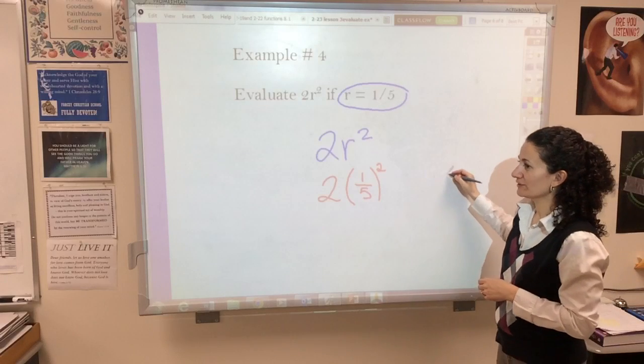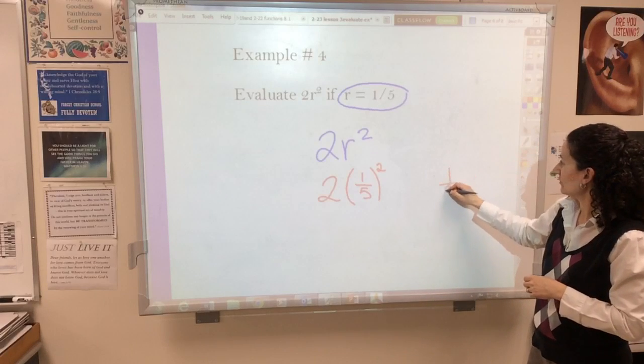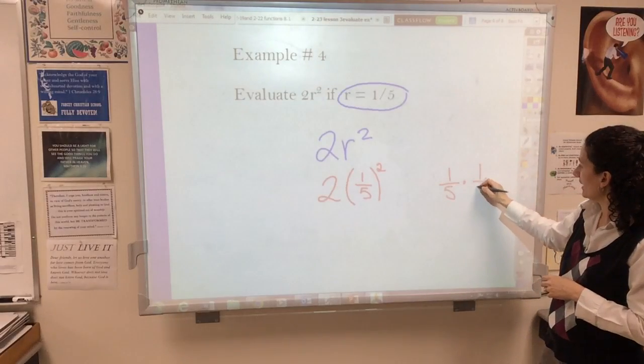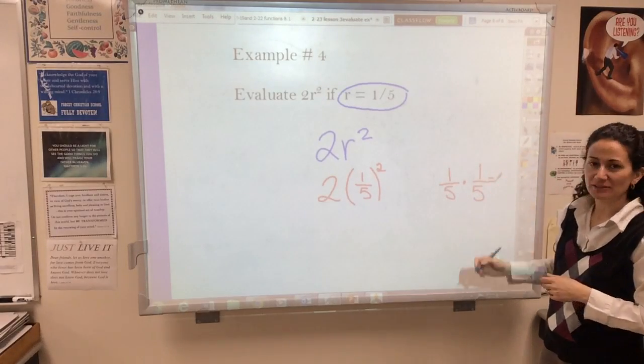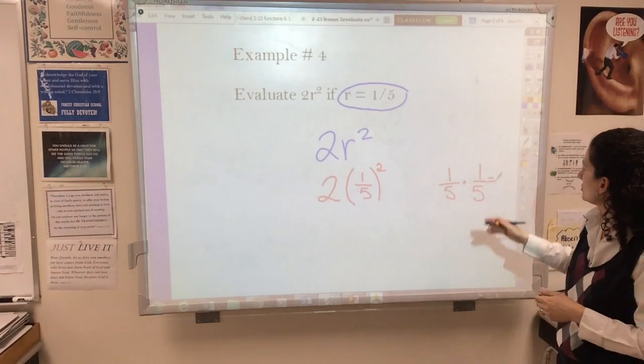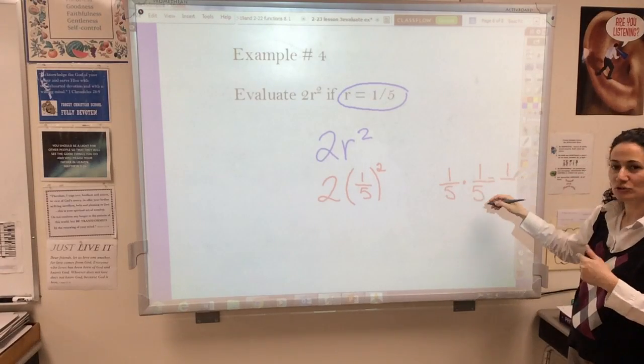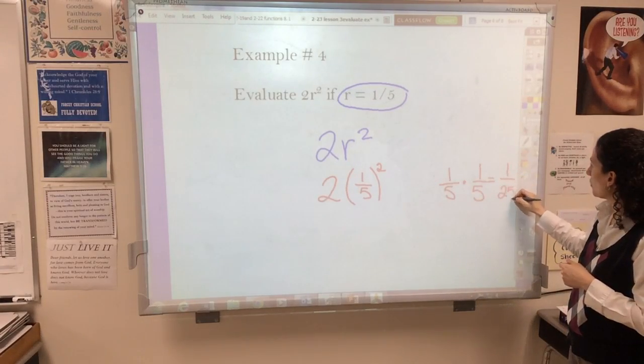So what we're going to do first is we're going to do 1/5 times 1/5. And as we know, when we learn how to multiply fractions, you just multiply the numerator, multiply the denominator. So that's 1/25.